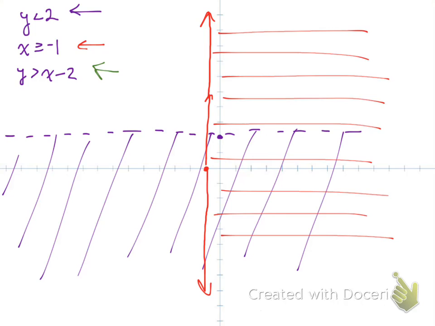We're going to graph y is greater than x minus 2. So here we go. Let's graph y equals x minus 2. Y-intercept is -2. Slope is 1. Rise 1, run 1. Rise 1, run 1. Rise 1, run 1. Okay. I can also go in the other direction.